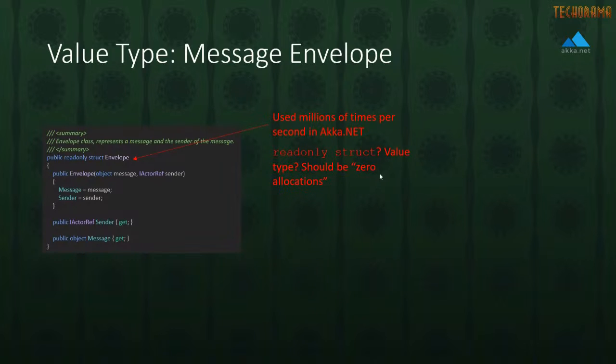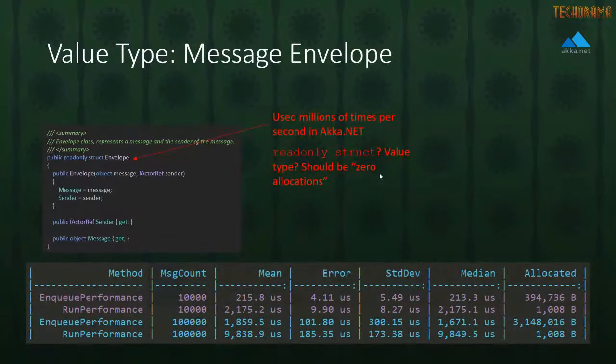This is the envelope data structure. This is what we use for passing a message. When you call IActorRef.Tell, we allocate one of these and we stick it in a concurrent queue. That's basically what mailboxes are doing under the covers.